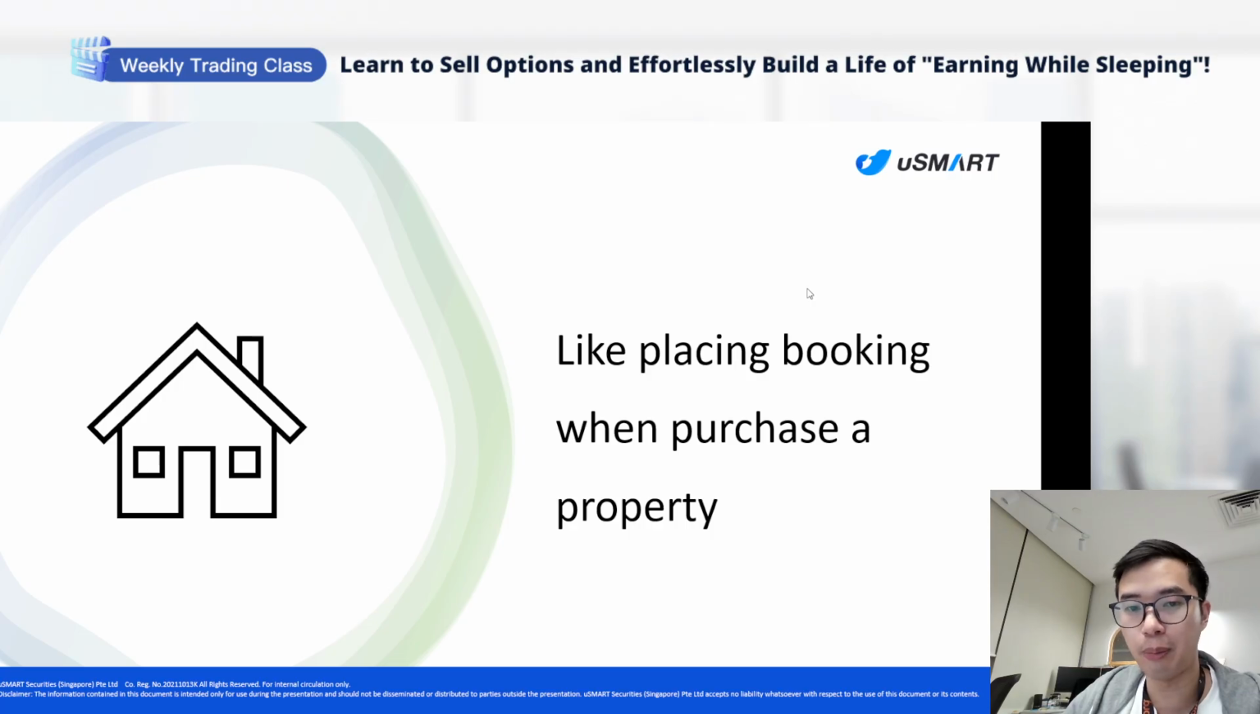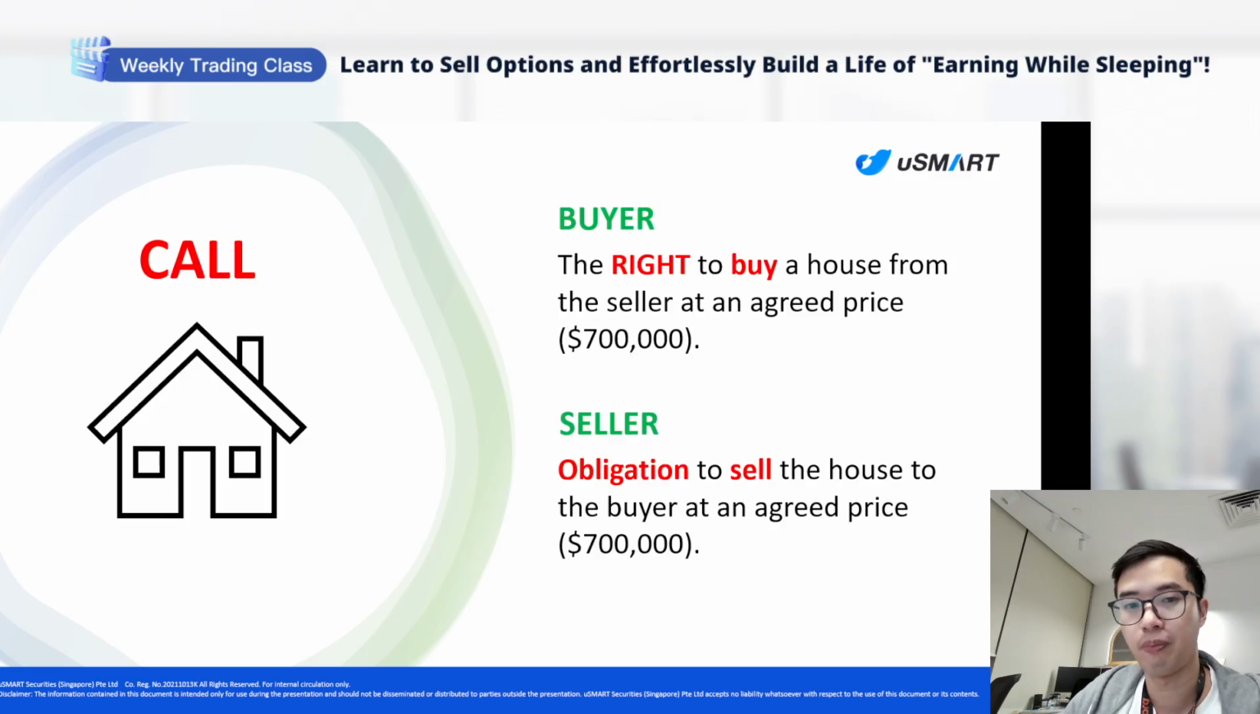Options are actually like booking a property. If you book a property, you have to give a deposit, right? In options, the deposit acts as a premium. If we do a buy call, we become the buy side. If we become the buyer of the call, we have the right to buy a house from the seller at an agreed price. Let's say here it is 700,000, and the seller has the obligation to sell the house to the buyer at the agreed price, 700,000.